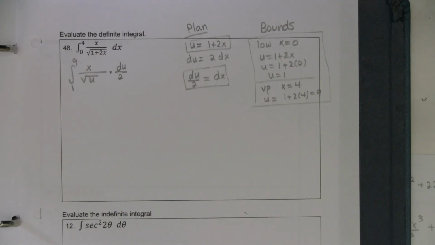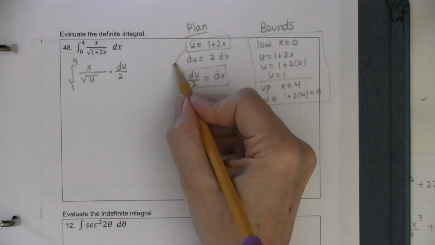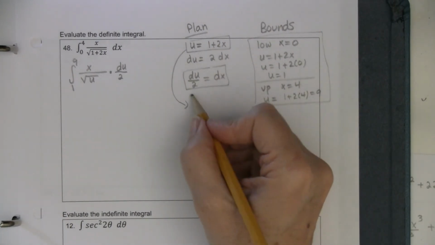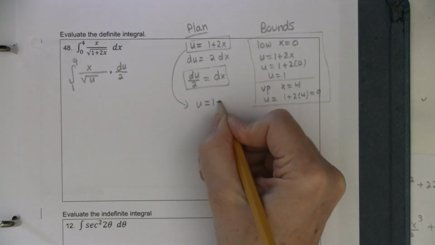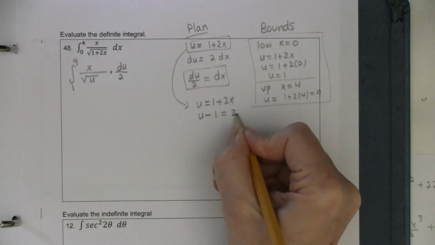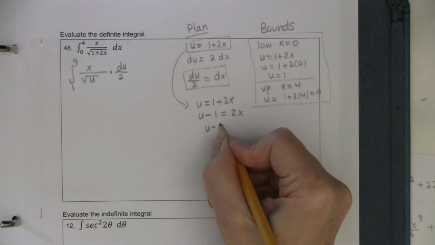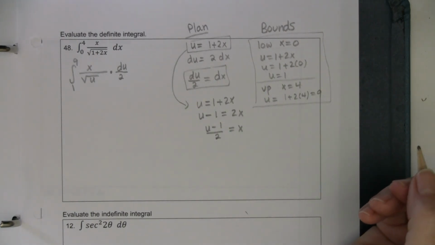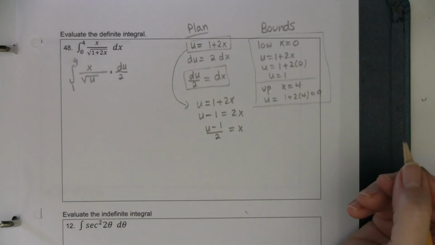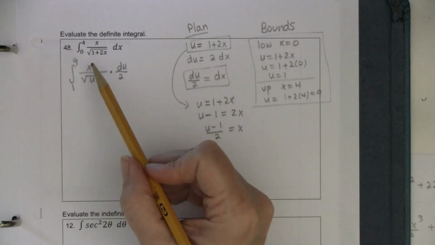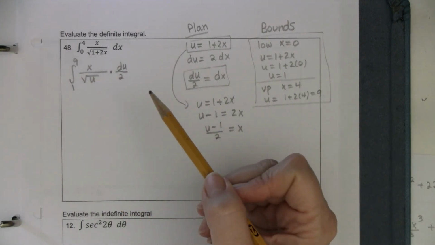But you don't have to get lucky and have the x drop out. What you can do is use what you said u was, and solve this for x. So in order to solve this for x, u equals 1 plus 2x. So this is part of my plan. U minus 1 equals 2x. And so u minus 1 divided by 2 equals x. Is that okay? And so now I can substitute this in, even though it looks horrid. I can substitute this in right there for x, and then I will not have any x's.